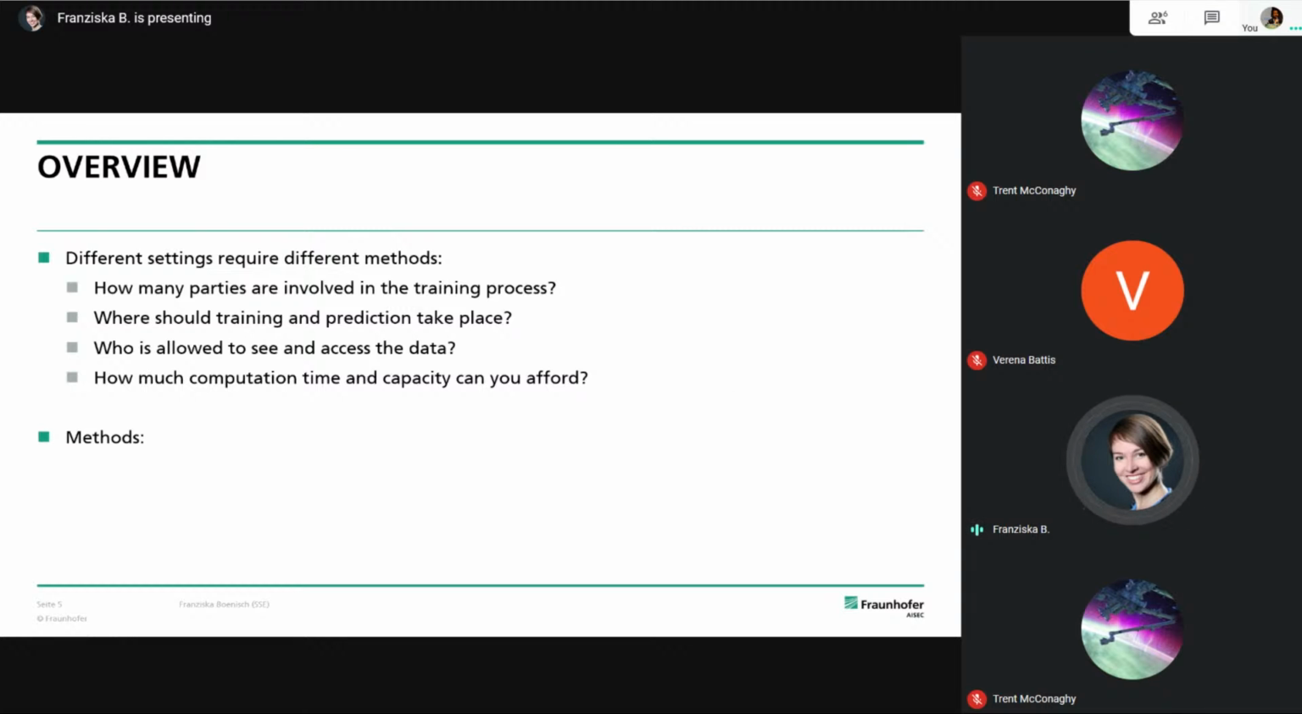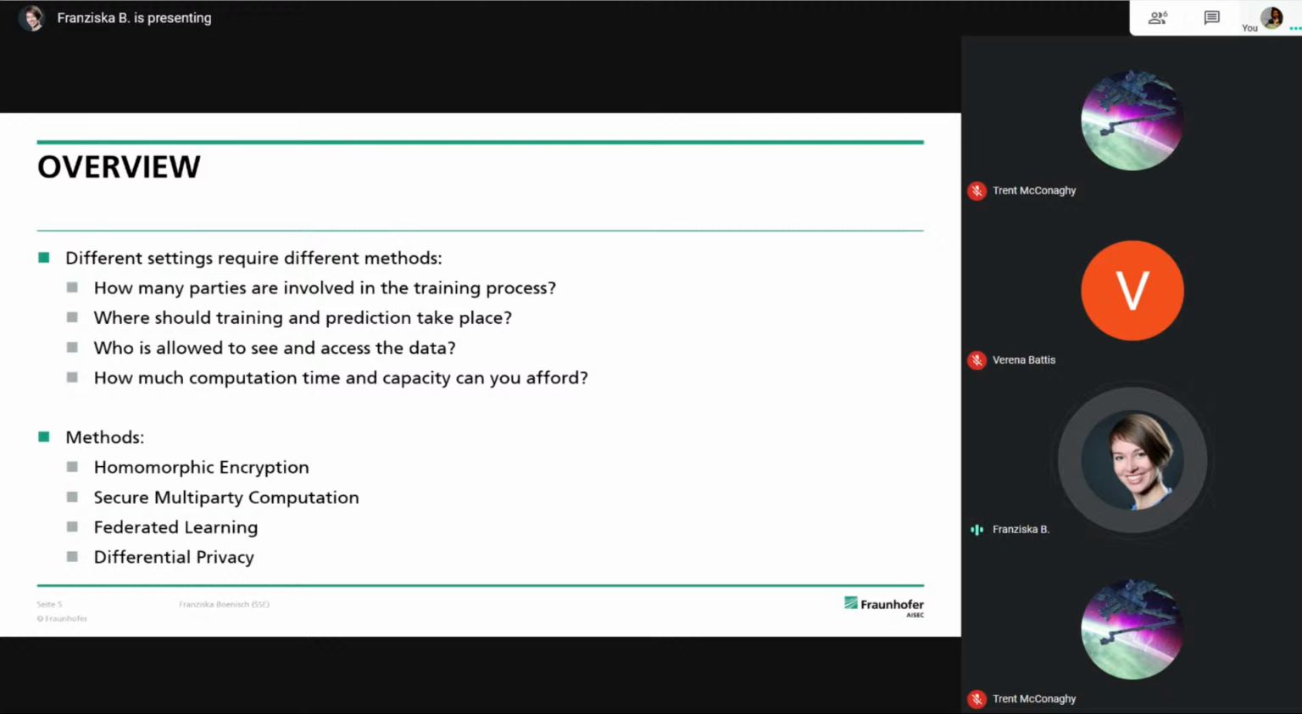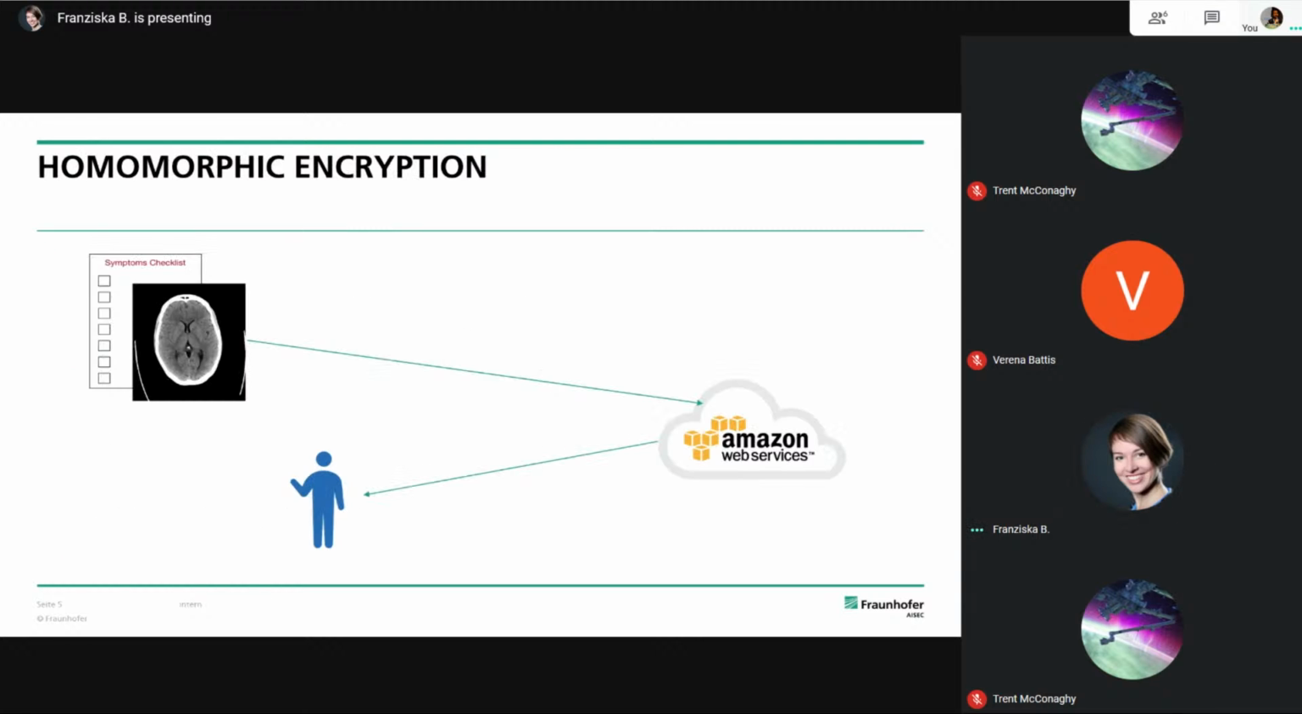The methods that we are going to have a look into tonight are homomorphic encryption, secure multi-party computation, federated learning, and then at the end, we will jump into the topic of differential privacy really deeply.